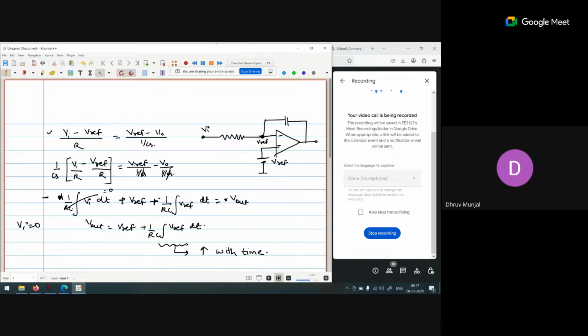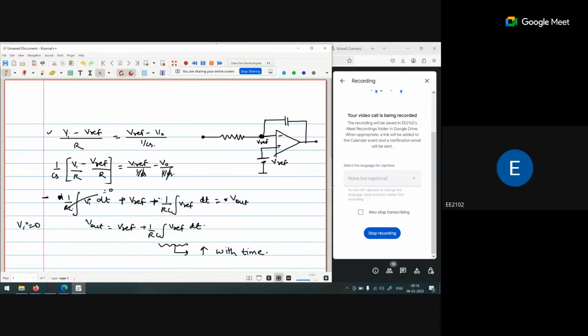Sir, but it is a DC voltage, so how is it increasing with time? I think you are familiar with the voltage doubler or voltage multiplier circuits. Initially, for example, this is the V ref. We are providing this as zero, so this VI will be zero. So V ref voltage will be there.